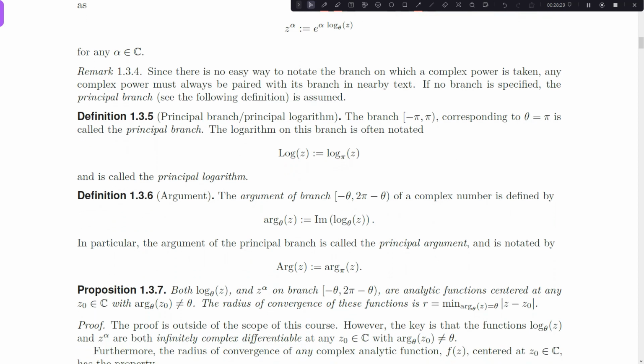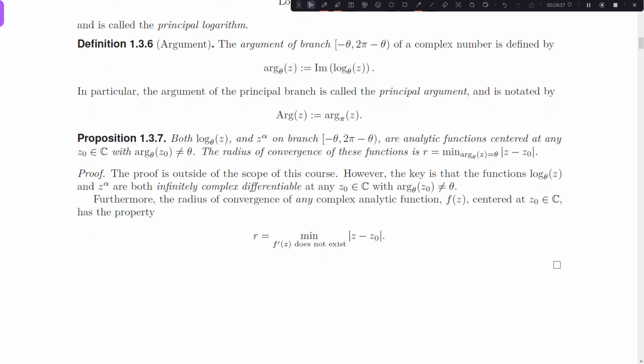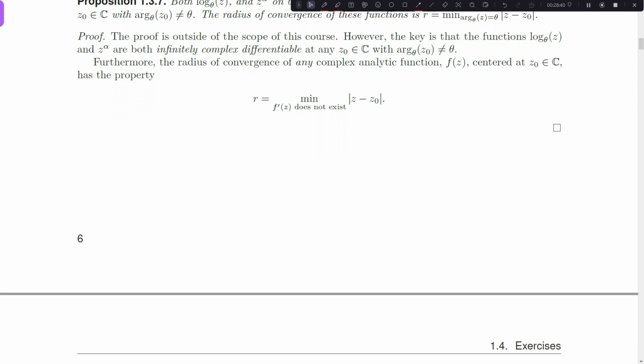Okay, along those lines, I'm actually going to skip some of these next pieces. They're just not important for what we actually care about in this class. We do care about the following. There's this very nice sentence here about the radius of convergence. So the radius of convergence of a complex analytic function actually can be considered as the minimum value for which the derivative does not exist away from the center. That's what that's stating. That makes our lives easier if we ever want to find the radius of convergence.